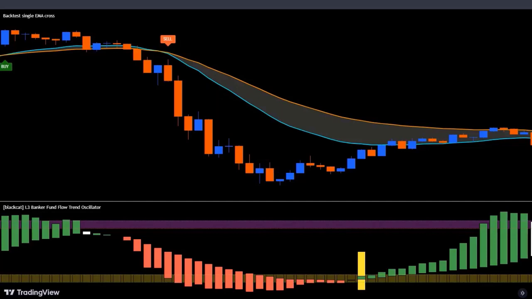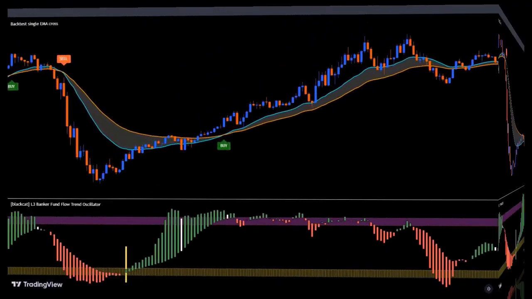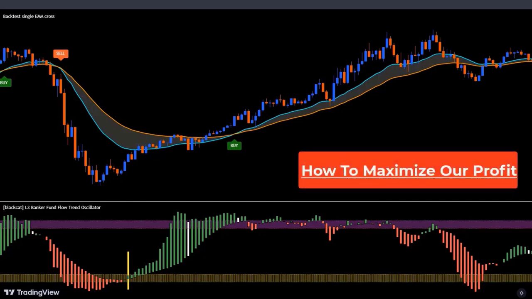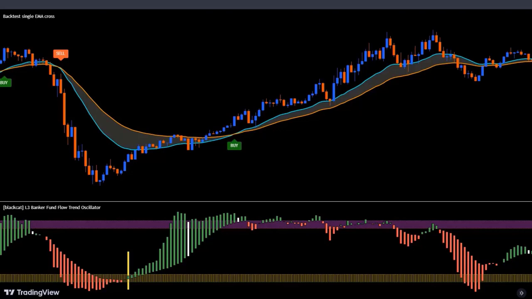There are three types of traders in the market. One is conservative traders. They do not like to take risks at all. Others are a little mixture of conservative and risk-taking. This means they do not take too much risk and are not too conservative. And third are the risk-takers who like to take risks in the market. So let's see how we maximize our profit with this strategy.